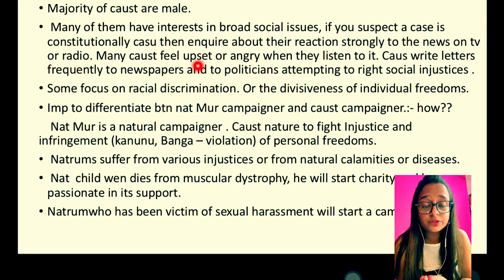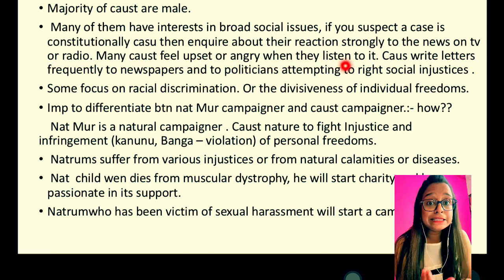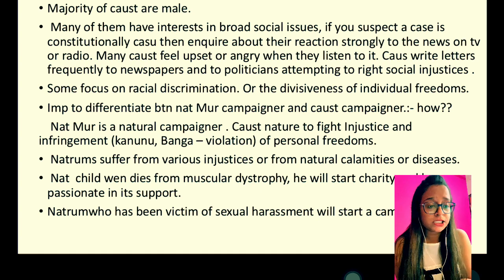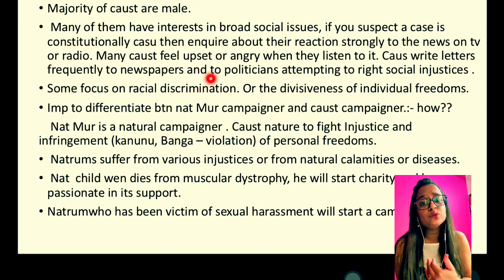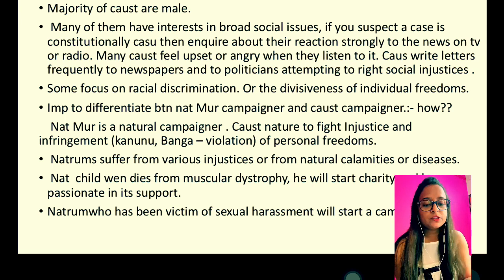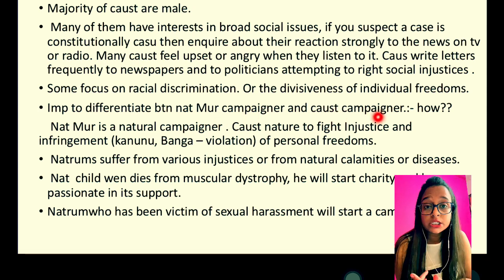Many Causticum patients feel upset or angry when they listen to it. When they listen, the patient will apparently be angry or very upset. This is how you can analyze the case. Causticum patients write letters frequently to newspapers and to politicians attempting to right social injustices. Causticum patients cannot tolerate injustice happening to others, or to themselves. This is the main differentiating point. I'll be considering even the Natrum, the Phosphorus, the Sulfur patient here. This is how you have to understand the personality of all of these remedies. Some focus on racial discrimination or the divisiveness of individual freedoms. It is important to differentiate between the Natrum campaigner and the Causticum campaigner, and how.